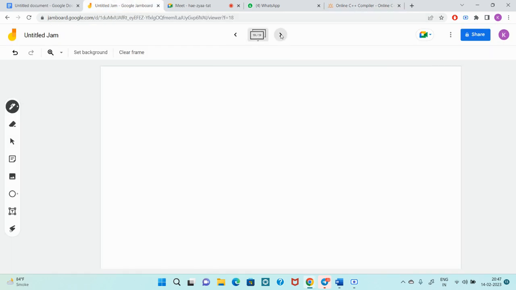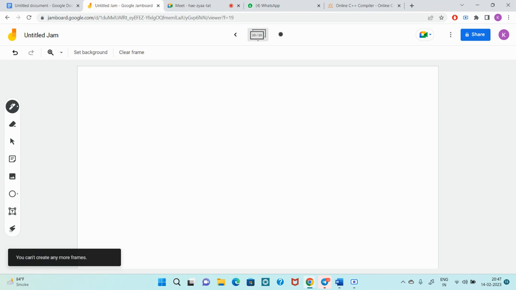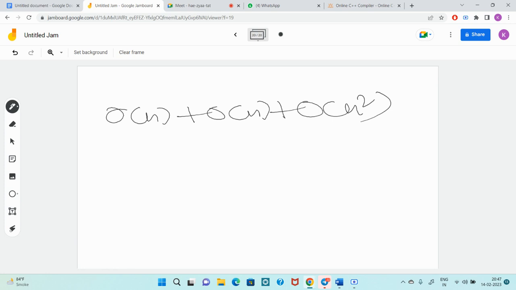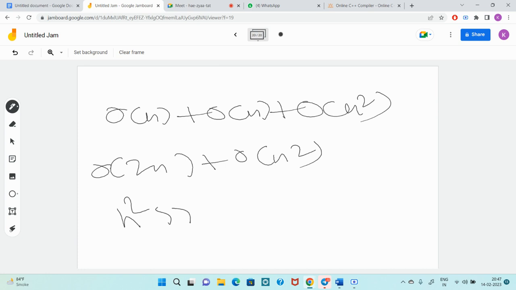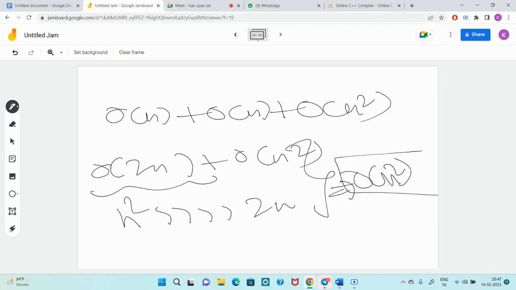So the final time complexity will be O of n plus O of n plus O of n square. Now this will be O of 2n plus O of n square. Now n square is very much greater compared to 2n, so you can ignore this. The final time complexity is nothing but of the order of O of n square. Earlier our time complexity was O of n cube. By using the DP strategy, we have come to O of n square.